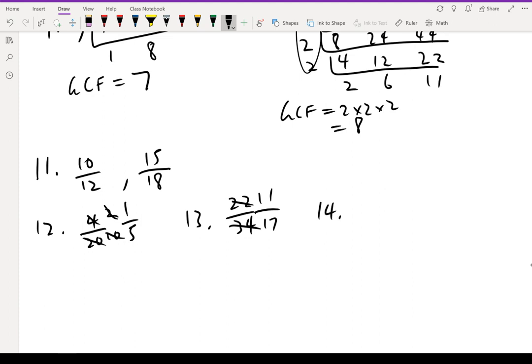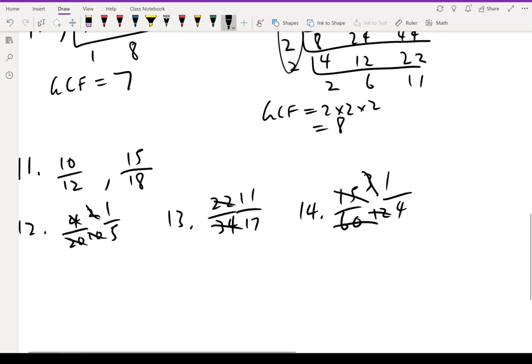Question 14, we have 15 over 60. Both top and bottom can be divided by 5. I'm going to do that first. So that's going to be 3 over 12. And then I can further divide by 3. So that becomes 1 over 4. Okay, so that's 1 over 4.